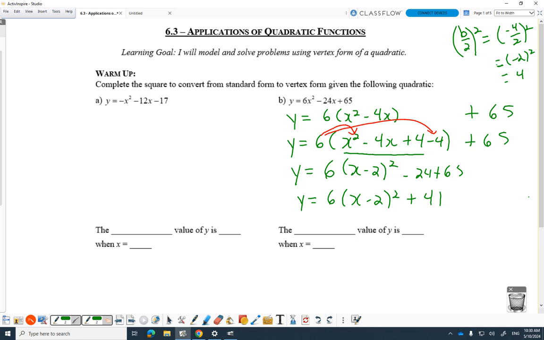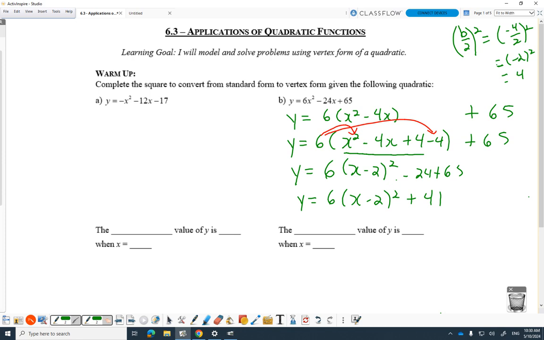I say sub in a clever number. I can think of two clever numbers to sub in. 0 is the first one. Sub in 0 to this one, answer 65. Sub in 0 to this one, okay, that takes another second. 0 minus 2 is negative 2, squared is 4, times 6 is 24, plus 41 is 65. Does that mean for sure it's right? No, but it makes you feel a whole lot better that you didn't miss a step.